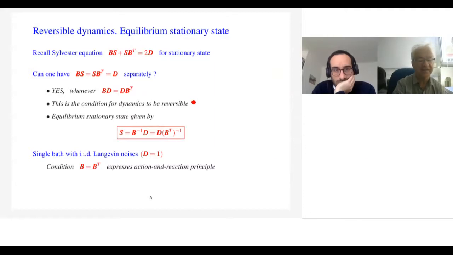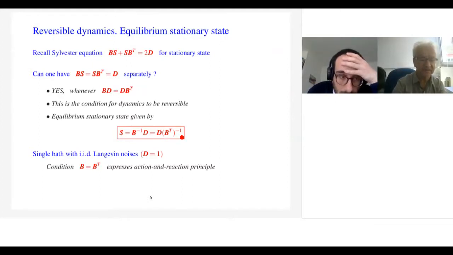And as it turns out, this is the condition for the dynamics to be reversible. It will become clear in a while. At that level, I don't give a formal proof of that, but this is true in full generality. For the time being, let's just assume it. So if I have this condition, the dynamics is reversible, the corresponding stationary state is an equilibrium state, and it is just given by this rather simple expression. I solve BS equals D, or I solve SB transpose equals D, and I get this. And because of that relation, this is all the same. That is a single expression.